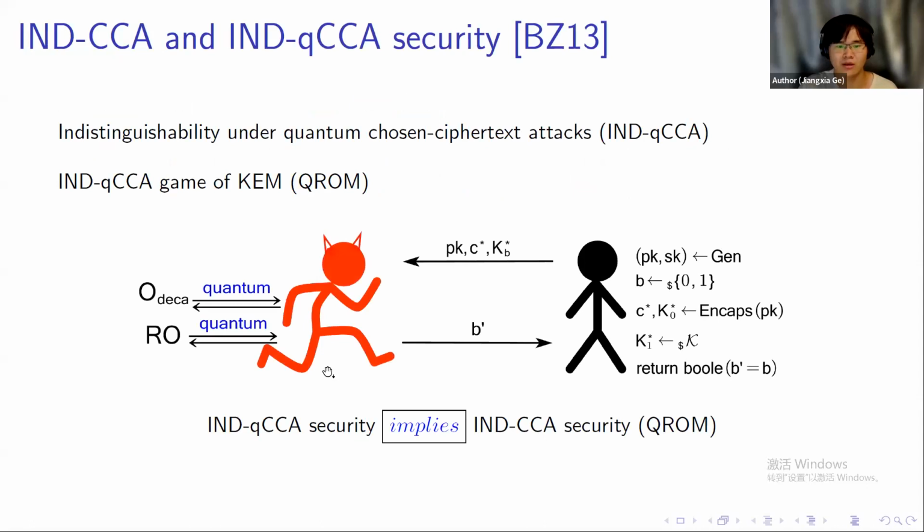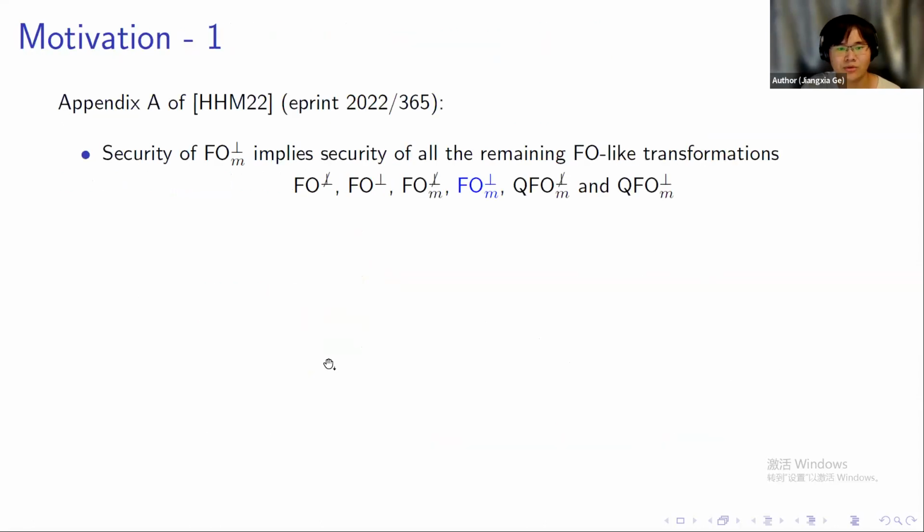So now let me talk about our motivation. In fact, by the analysis in Appendix A given by Hofheinz et al., we find the following relation between the FO-like transformations: security of FO with subscript M implies security of all the remaining FO-like transformations. This means that the quantum security analysis of FO-like transformations can be simplified. We can focus only on FO with subscript M and prove its quantum security. The remaining FO-like transformations are then also quantum secure.